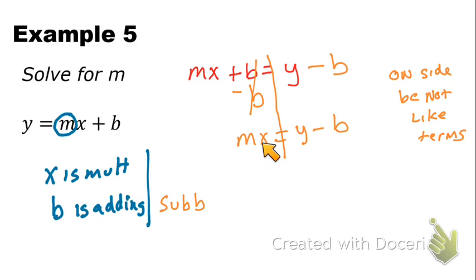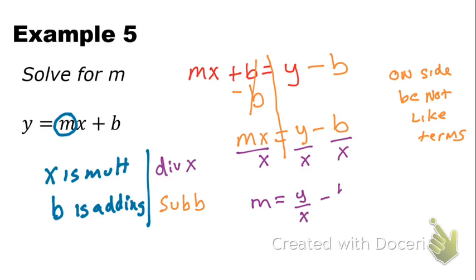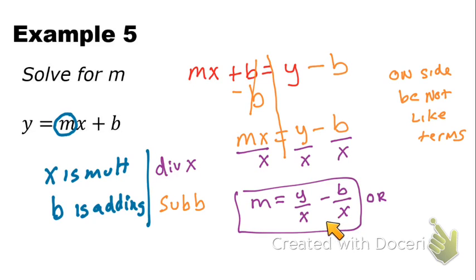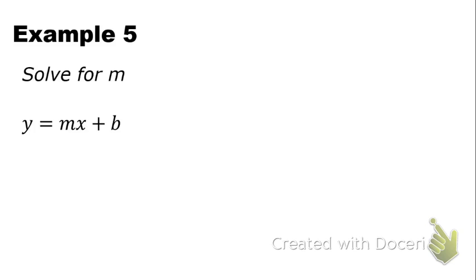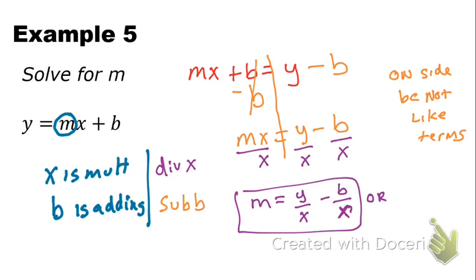The next thing is that we need to notice that this x is multiplying the m. So the inverse of that is to divide by x. So we're going to divide every single term by x. So m is equal to y divided by x minus b divided by x. Now there is another way to write this. Since they both have the same denominator of x, we could also write it like this: y minus b all over x. So there's two ways to represent the same thing.